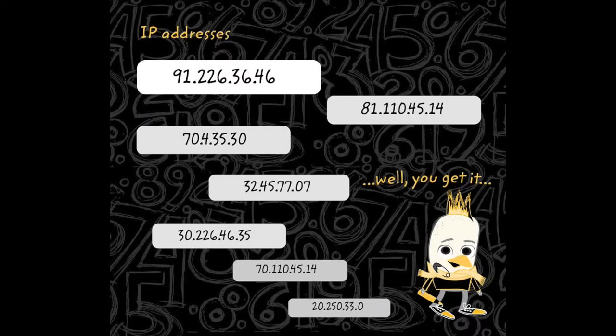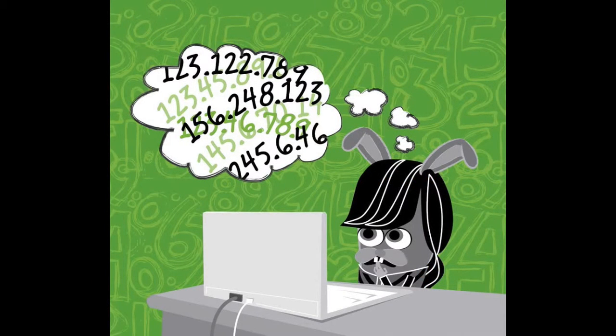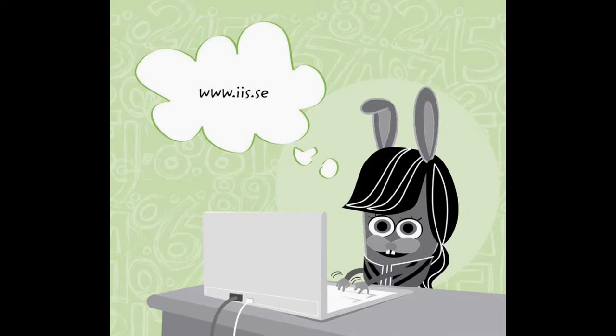The number addresses on the internet are called IP addresses. IP addresses are quite long. It can be 91.226.36.46. Well, you get it. Complicated, right? You can't read and remember so many numbers and points. That is why computers translate number addresses to letters. As people, we read and talk with words and letters, not with numbers.